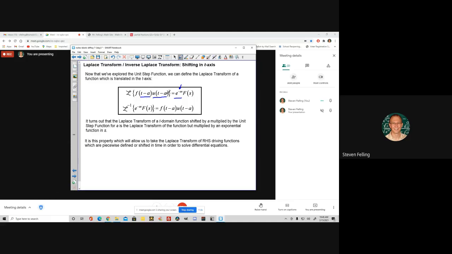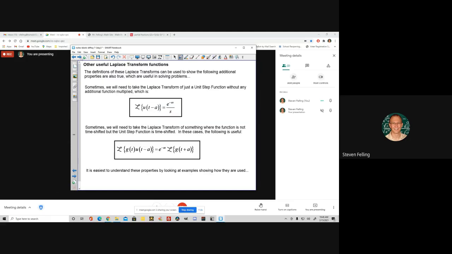That turns out to be very useful because it's the property that's going to allow us to take the Laplace transform of right-hand side driving functions, which are abruptly turned on and off or shifted in time, which is very helpful. And there's a couple of additional ones that are useful to know. Sometimes we want to know just what's the Laplace transform of just a unit step function not being multiplied by another function. So just the unit step function itself. And that just turns out to be e to the negative as over s, where a is the constant of shifting here.